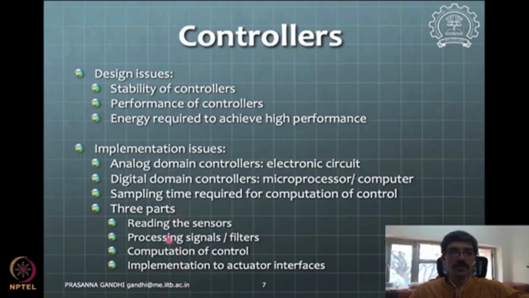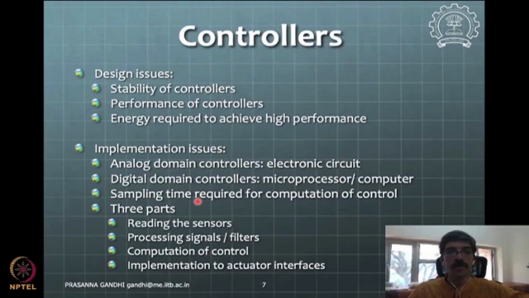What are the tasks we do? We read the sensors, then process the signals of the sensors in some way, if at all, then compute the control, and then implement that control on the actuator interfaces that we have chosen. So these tasks should get completed in a reasonable amount of time. That is one major requirement of sampling time. There are some other requirements, we will discuss them in a little more detail when we talk about signals and signal processing in mechatronics.